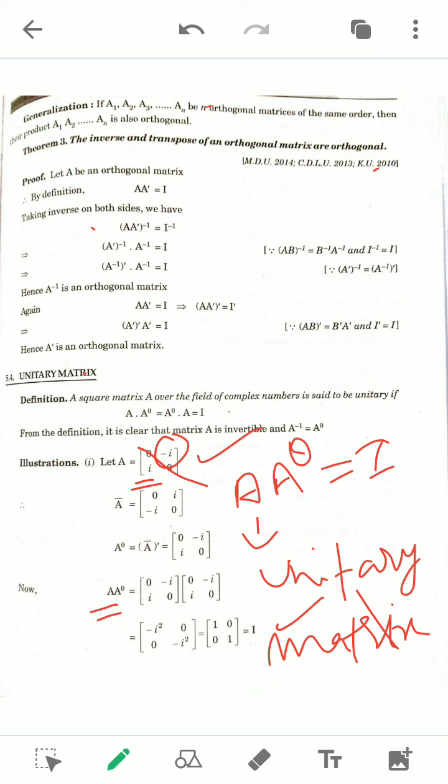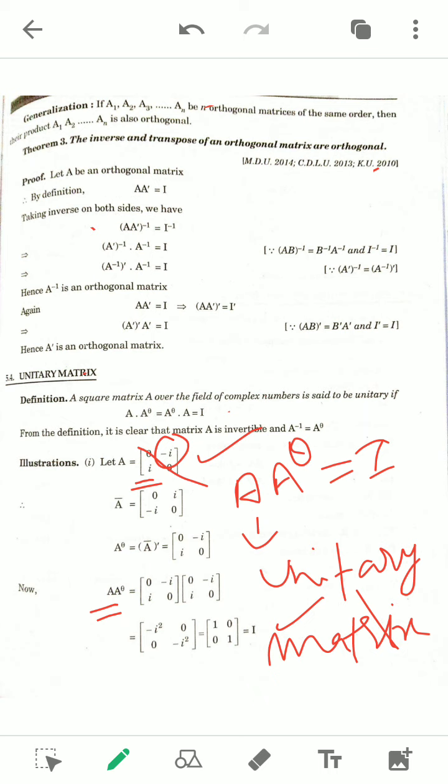Dear students, for today I think it is enough. In this video, again I am repeating, we have discussed the orthogonal matrix, its definition, when it will be proper, when it will be improper, what the determinant of an orthogonal matrix is, and whether the product of two orthogonal matrices is orthogonal, which we showed by theorem number 2, and we generalized that theorem. The last theorem was that the inverse and transpose of an orthogonal matrix are also orthogonal. And the last one was the unitary matrix, in which we wrote that if A theta A equals the identity matrix, then matrix A is unitary.